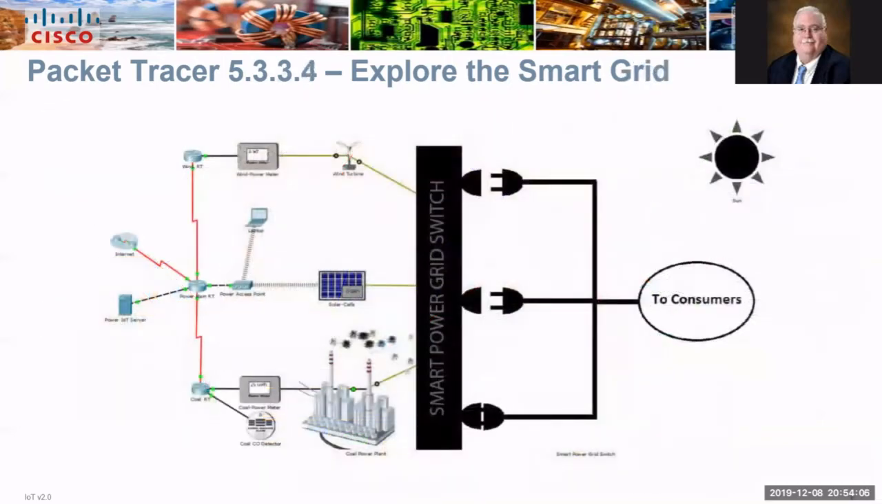Packet Tracer 5.3.3.4, Explore the Smart Grid. Time to complete is approximately 45 minutes. Difficulty level easy. In this Packet Tracer activity, you will explore the smart city, smart grid. The smart grid monitors the power being delivered from different sources and switches to the most efficient power source available. The smart grid takes advantage of a smart switch to decide which power source to use. This is a non-graded activity.